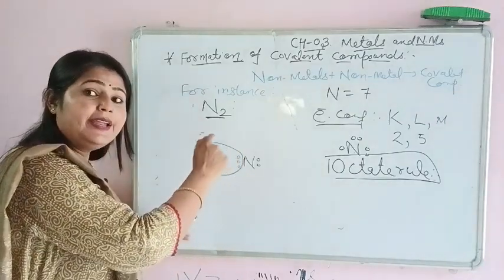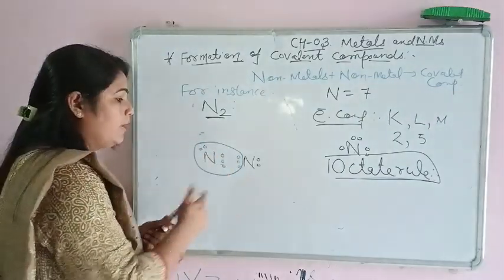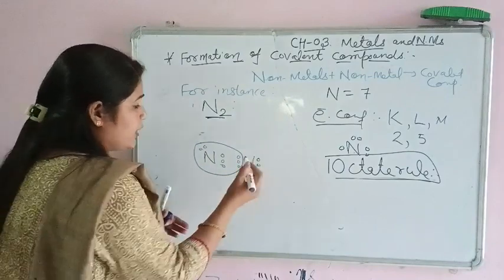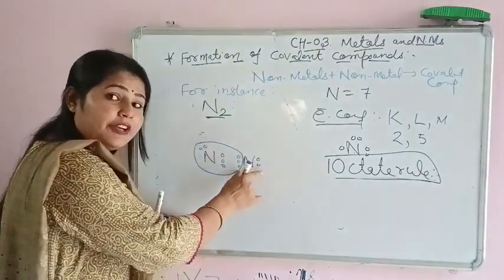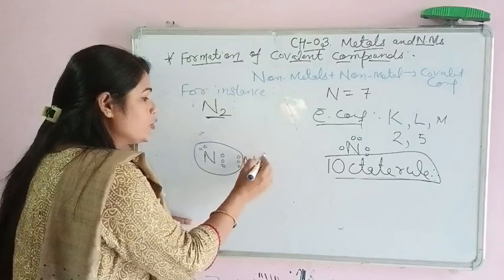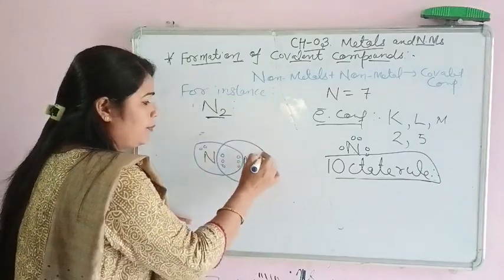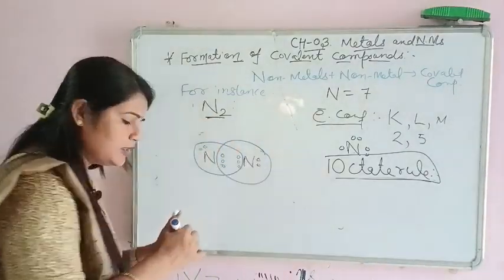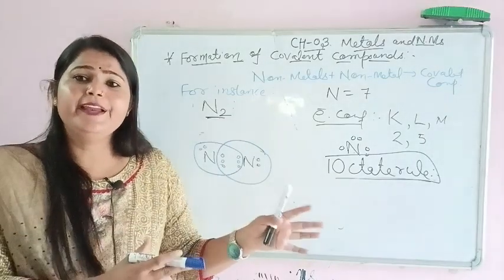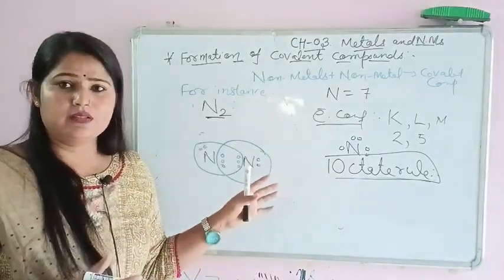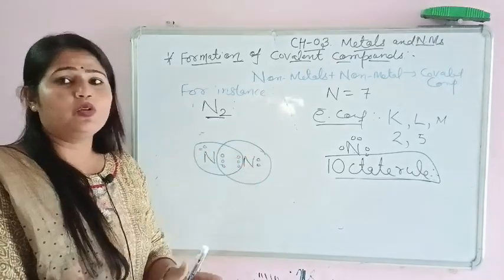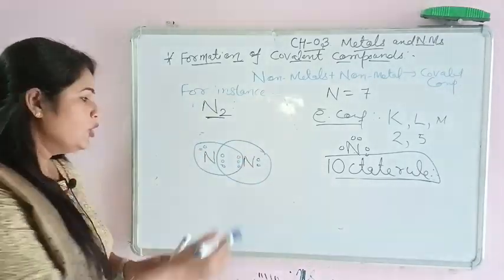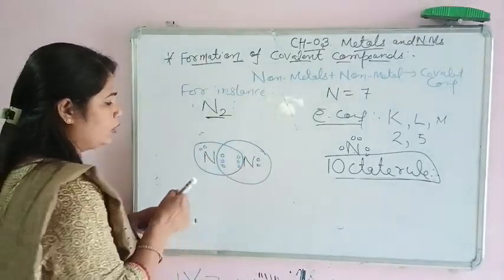This circle contains 8 electrons. In this case, this nitrogen atom contains 5 electrons, so it also shares 3 electrons from its neighboring element. And now in the second circle you can see that there are 8 electrons present. So how many common electrons are present in N2?